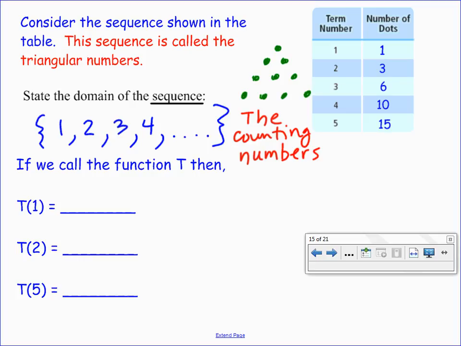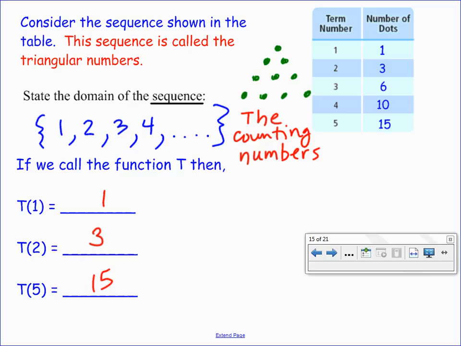If we called the function t, then t of 1 would be the value of my term when I'm looking at the first term, so that would be 1. T sub 2 would be 3. Go ahead and tell the class what T sub 5 would be based on my given information. So what would T sub 5 be? Jake? 15, thank you.